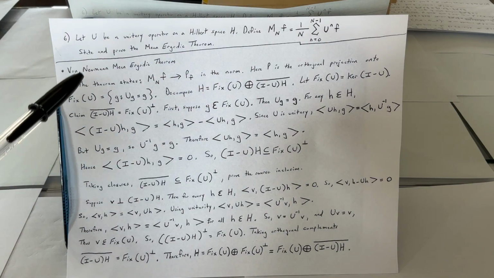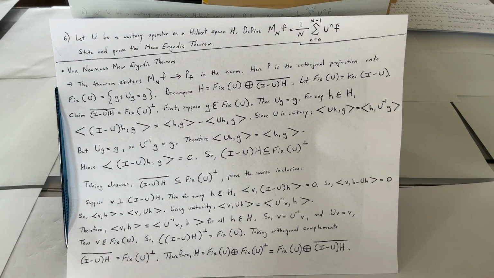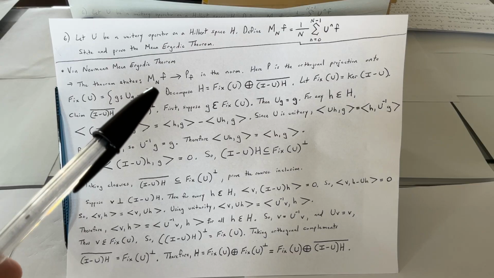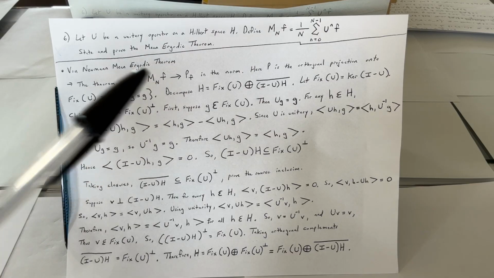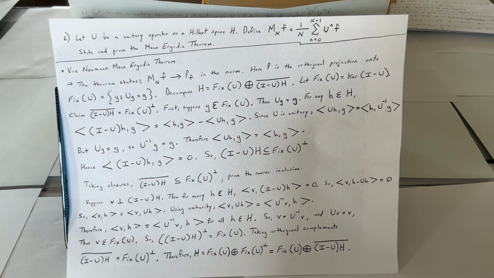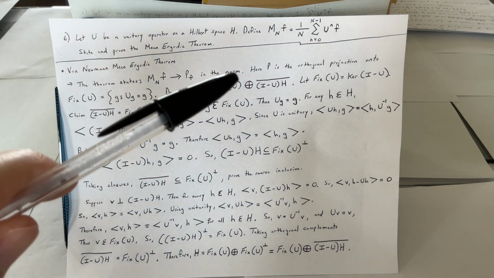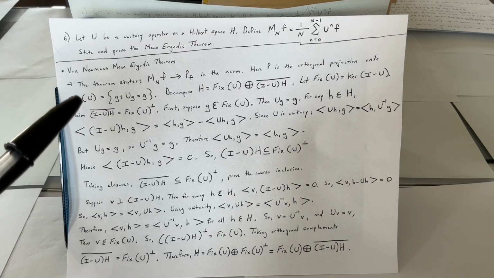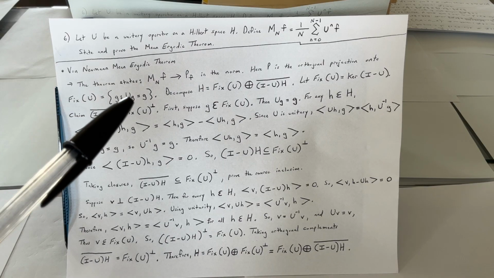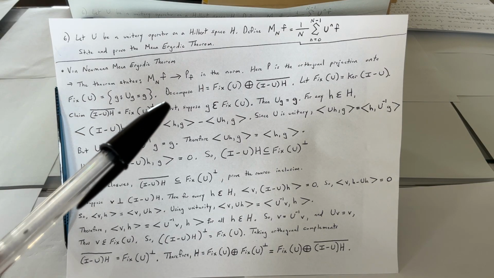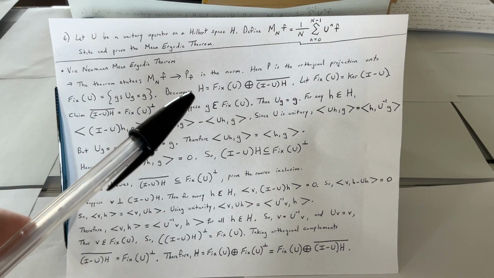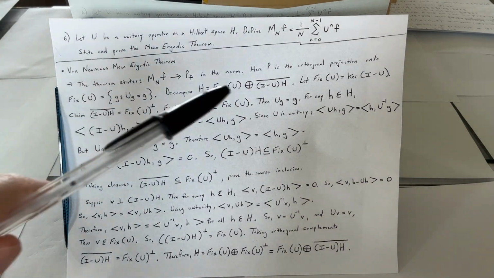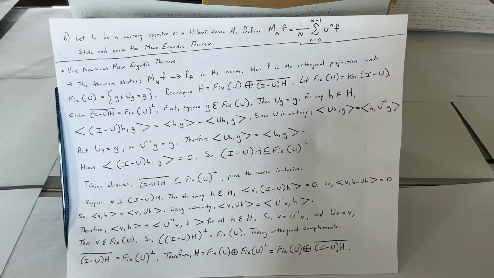Okay, so this is a von Neumann mean ergodic theorem problem. The theorem states that M sub n f converges to P f in the norm. And here P is the orthogonal projection onto Fix of U, the g such that U g equals g. We're going to decompose H equals Fix of U, the direct sum of the following.